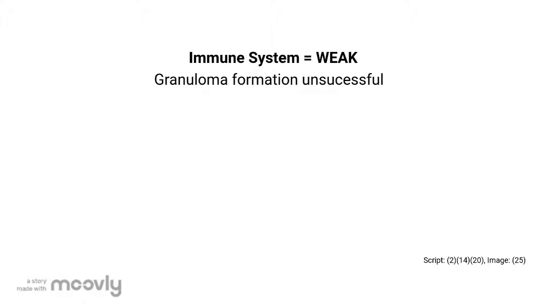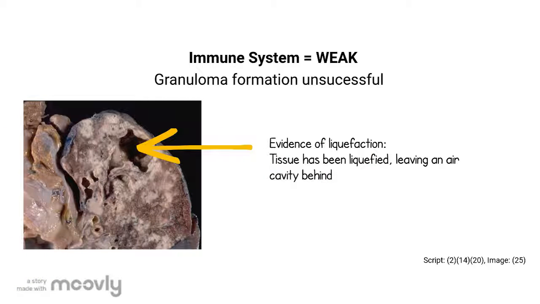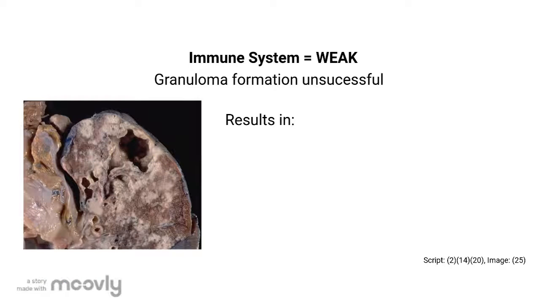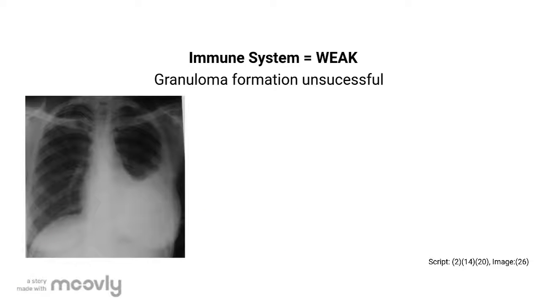For immunocompromised patients, granuloma formation is initiated but unsuccessful. The necrotic tissue undergoes liquefaction and the fibrous wall loses its structural integrity. This liquid can then drain into a nearby bronchus, blood vessel, or lymph node to be coughed up as bacilli, a symptom of TB, cause extrapulmonary tuberculosis, identifiable through swollen lymph nodes, or form a Ghon complex, identifiable through chest x-rays. Lesions may also enlarge and infiltrate the pleural space to form a pleural effusion.